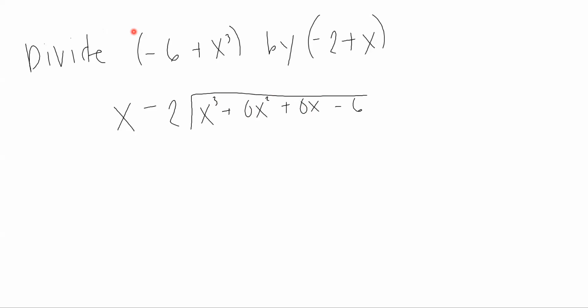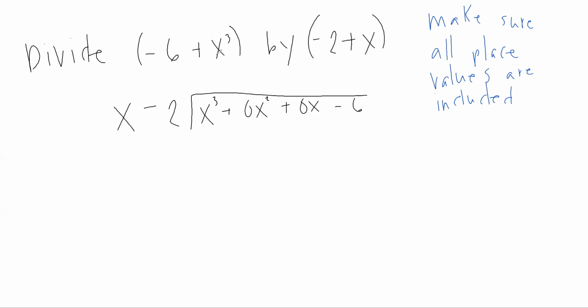Let's write that out as a note to remind ourselves because it's a super important step. We need to make sure all place values are accounted for, or are included. So put that in your notes. I don't just write this stuff because I'm bored. I write it because I want you to write it. So make sure all place values are included.